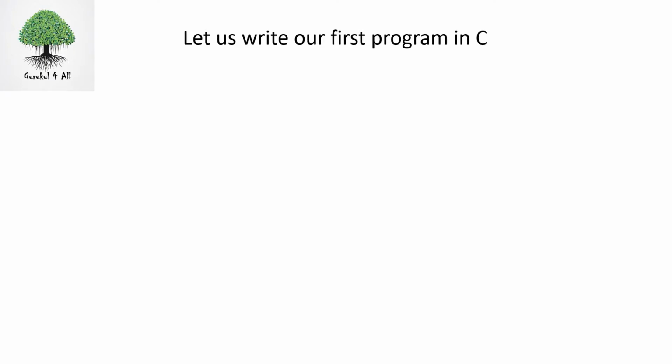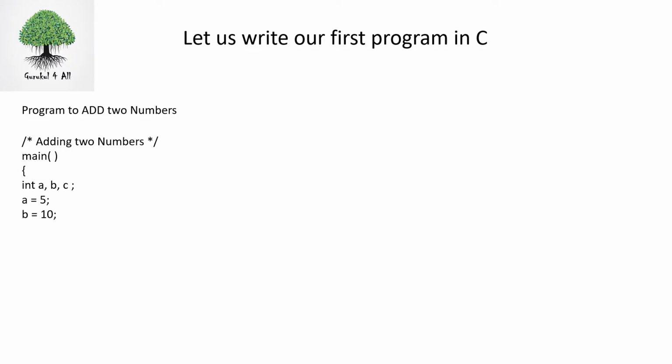Now let us write our first program in C. It will give you a basic idea about how a program is written in C language. We will start with a very basic program, which is adding two numbers. This is the program for adding two numbers. Now we are going to see each line of the program one by one.